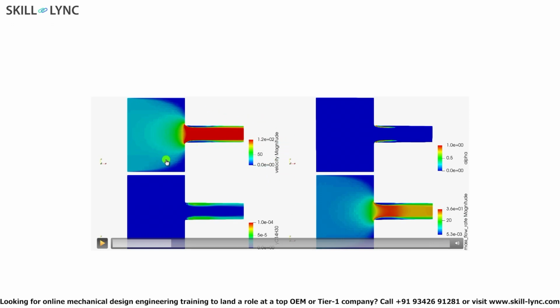Now given that this is a nozzle, the majority of the pressure drop is going to occur at the throat, correct? And since that's where the majority of the pressure drops, you can expect the velocity to be maximum there. So the velocity around that region is around 120 meters per second.